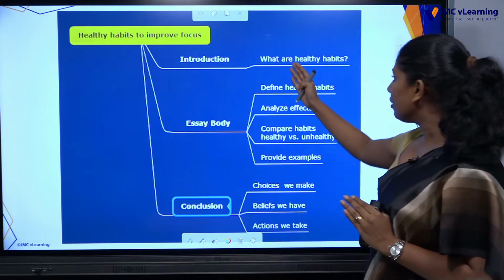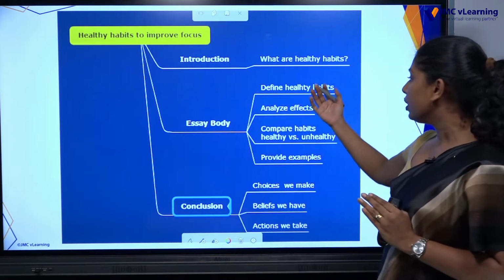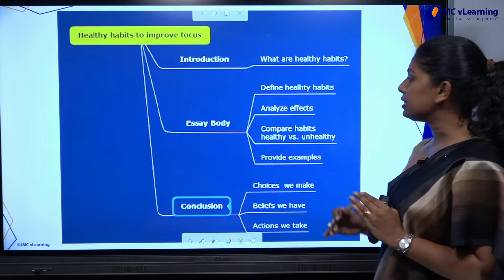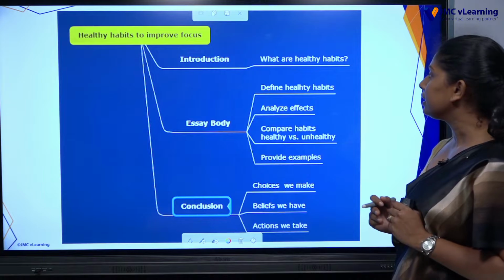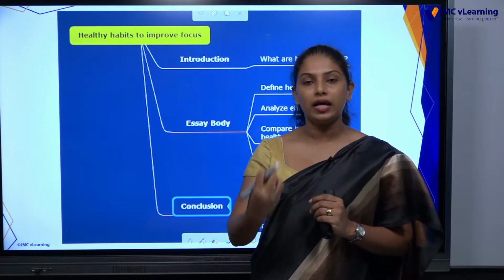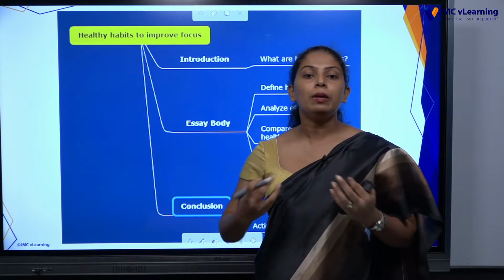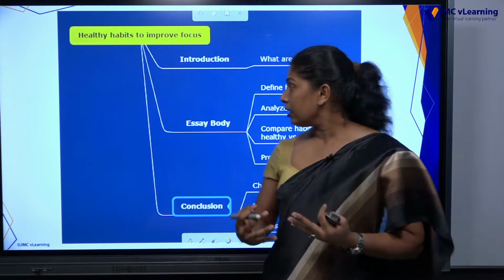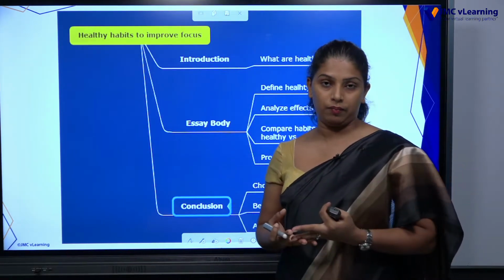So here, after giving an introduction about healthy habits, we can divide the essay body into a few parts. Here we can see it as define healthy habits. Now we have given an introduction about healthy habits. What is a healthy habit? What do we mean by healthy habit? Then you can give some examples, define healthy habits, you can explain them.